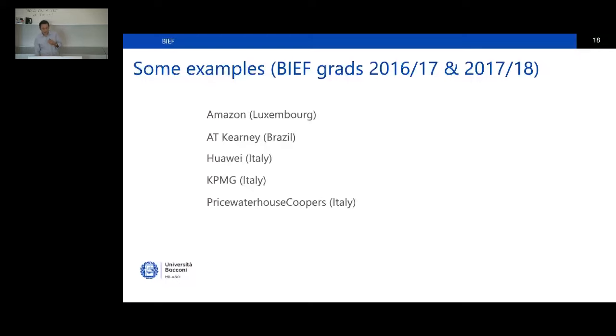So these are examples of job places attained by our former graduates that decided to go for the e-contract. So if you like, these are jobs in the economics domain. So Amazon, I think there is no need to tell you what Amazon does.